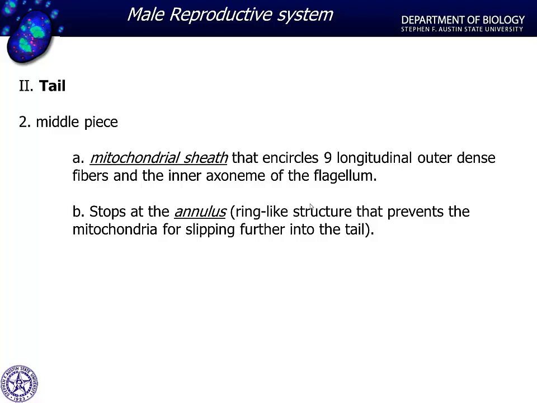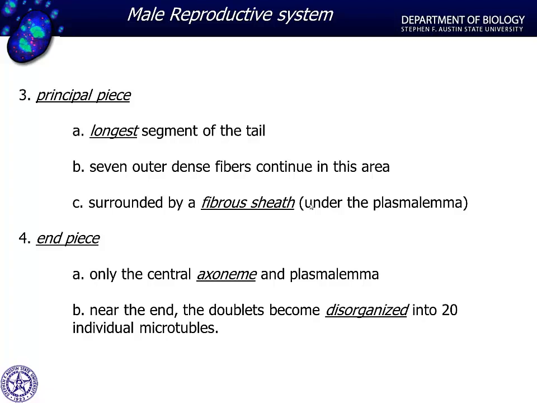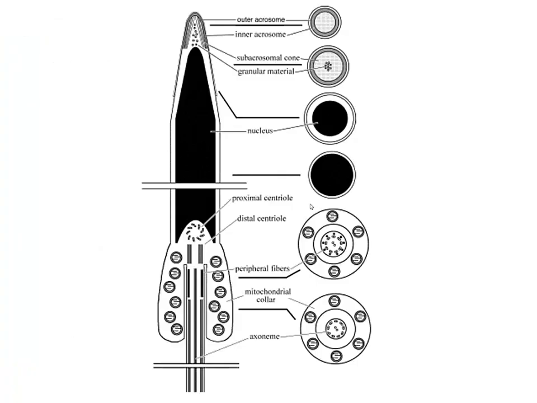And that's, again, going to be the engine that is going to move this flagellum very rapidly back and forth. Now, the main part of the tail is called the principal piece. And again, this is going to have a fibrous sheath surrounding all of our microtubular fibers that are extending down through the flagellum. And then lastly, we have the end piece. And this is where we're going to basically begin to disorganize and disassemble our microtubules into just an indistinguishable part of the tail itself.